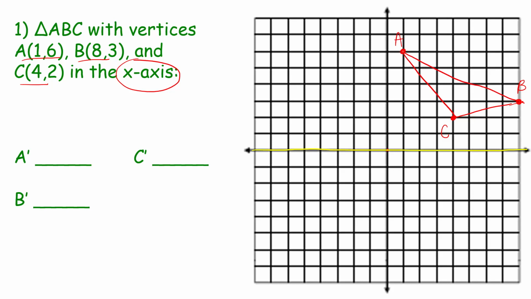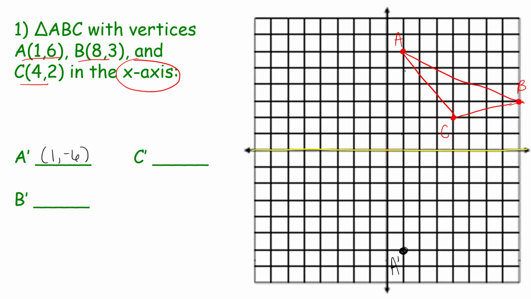So let's start with A. I'm going to count A as 1, 2, 3, 4, 5, 6 away from the x-axis. So it's 6 above the x-axis. So to reflect it, I'm going to go 6 below the x-axis. 1, 2, 3, 4, 5, 6. That's my new point. And since that's A reflected, that's going to be A prime. So the coordinate of A prime: A was 1, positive 6. A prime is 1, negative 6. So I'm going to go ahead and put that here.